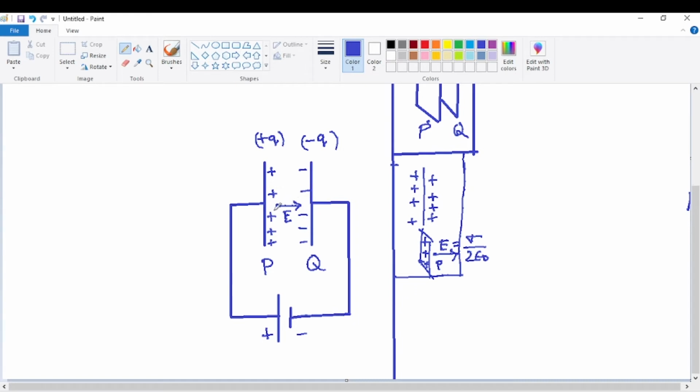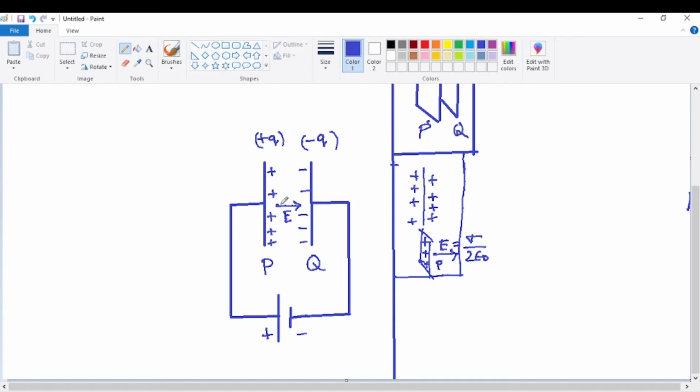So the field due to the positive sheet, you call it E1. The field due to the negative sheet, you call it E2. The resultant field will be E1 bar plus E2 bar. Depending on the direction, if they are in the same direction, they can be added. If they are in opposite directions, P bar plus Q bar will be P minus Q.